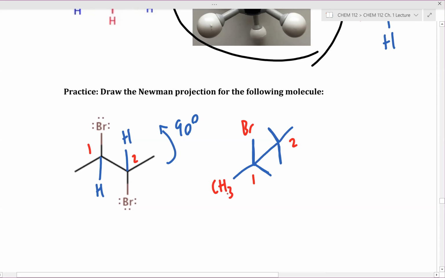Where do we put the two other carbons that stick out at the end? They're attached to carbon 1 and to carbon 2. That's where the CH3 comes in. Okay, does that make sense?